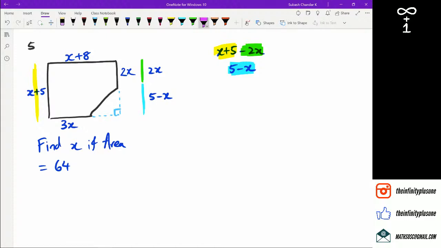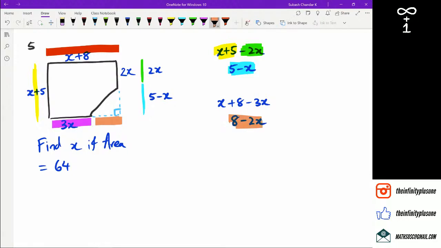Then I want to work out the base of the triangle. So I'm going to go red as x plus 8, pink as the 3x, and then orange is the base of the triangle. In that case, I'm going to go x plus 8 minus 3x, which gives me 8 minus 2x as my orange part there. Hopefully I did that right, because I'm starting to get slow.